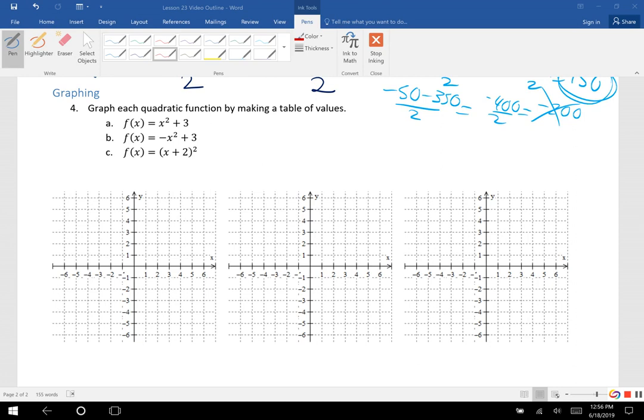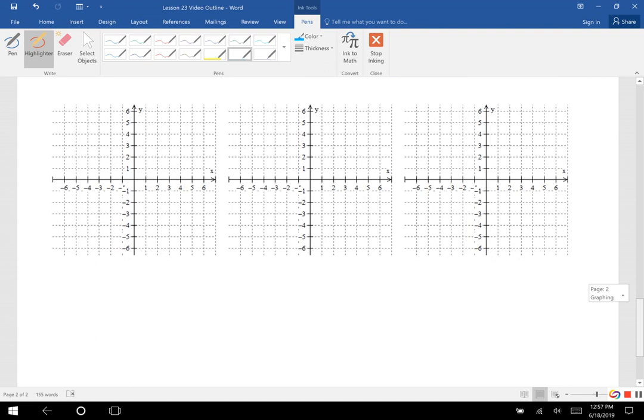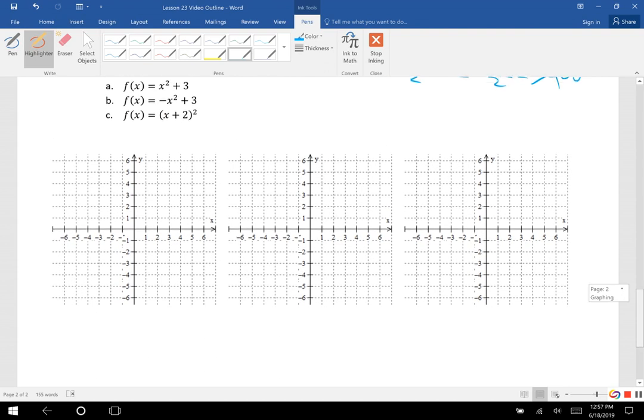Finally, the last thing I want to talk about is just a little bit more about graphing quadratics. We did this when we talked about functions. Quadratics are types of functions. And we did these problems by making tables of values. And that's exactly what we're going to do here. So in part A, I want to graph f of x, give myself a little more room, there we go, equals x squared plus 3.